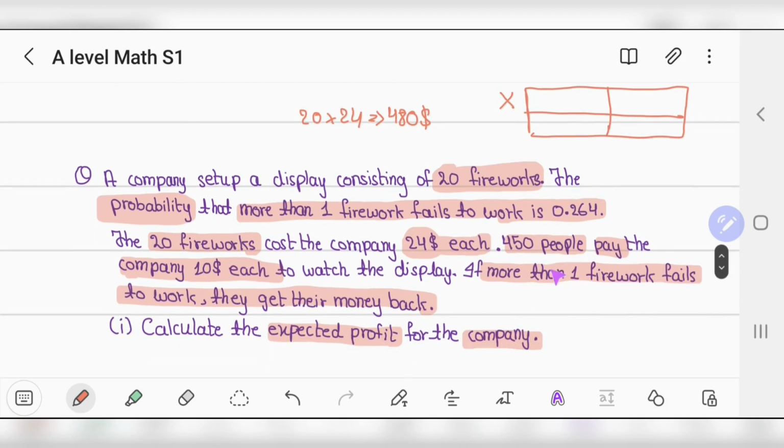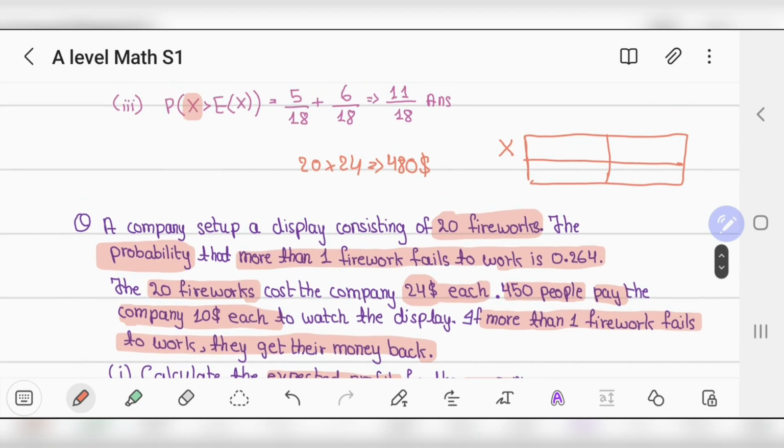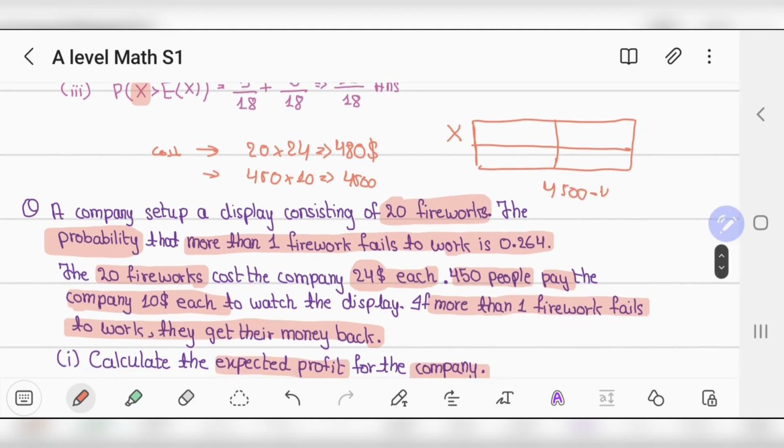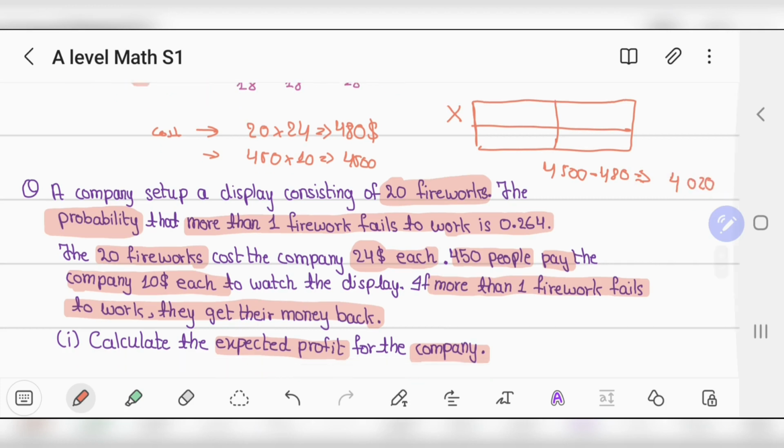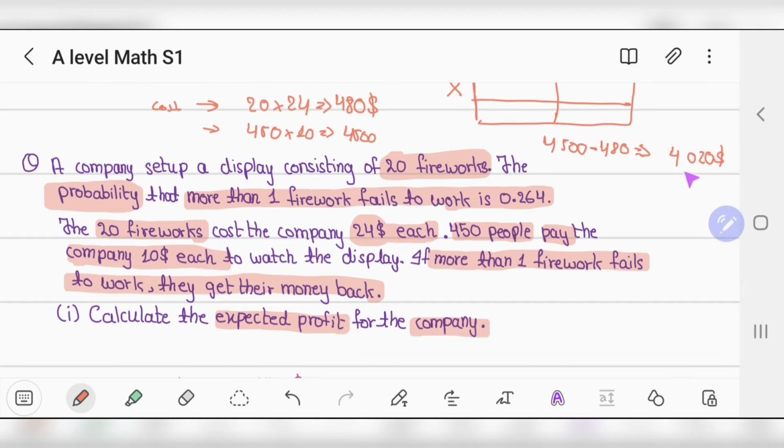This is the cost, and 450 people pay the company $10 each, which means 4,500. This is the cost. This is the profit. Oh wait, it's not yet a profit, so we're going to make a deduction. Let's see what the profit is. So 4,500 minus 480, and you will get $4,020. So this is the profit, $4,020.